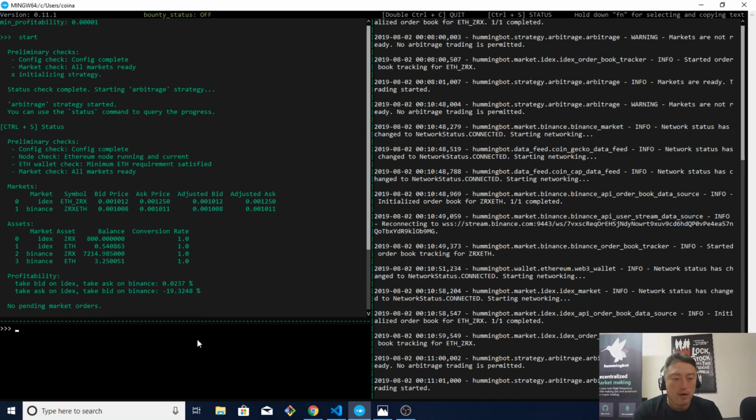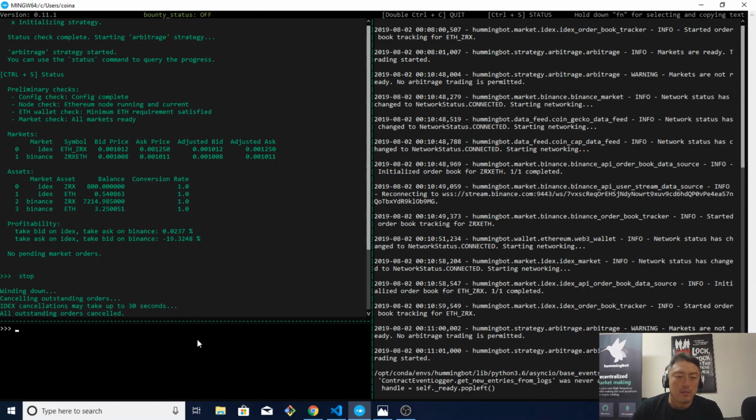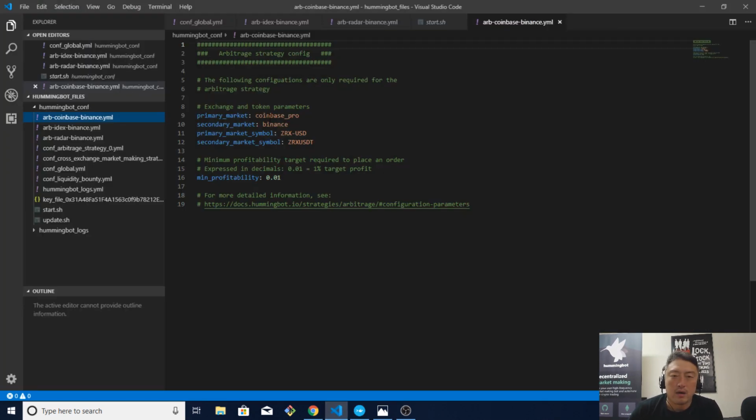What I'm going to do now is show you what this looks like across some other exchanges. So I'm going to stop this bot, and keep in mind that in Hummingbot, all the configuration files are saved as separate files. So we can actually edit those files directly rather than going through this configuration process for every exchange. For example, I've created 3 files here. This is the one that we had earlier, where we're arbitraging between IDEX and Binance, same trading pair. And then here's another one for Coinbase Pro and Binance.